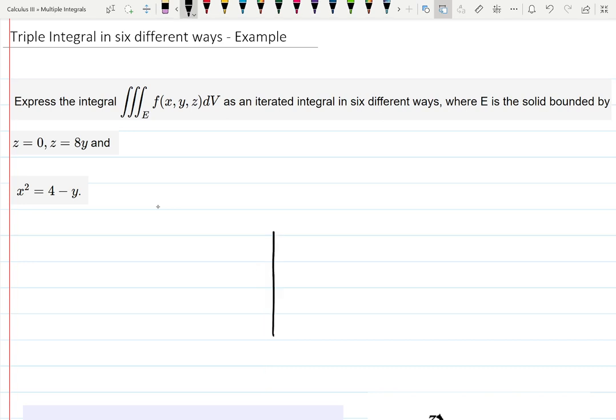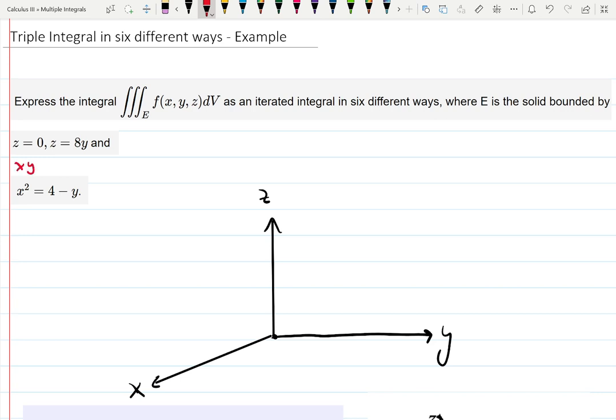So, z, x, and y. X and y. First, the plane z equals 0, that's the floor, right? So that's the x, y plane. Whatever is missing, that's the one that will not be changing. So that's my floor.